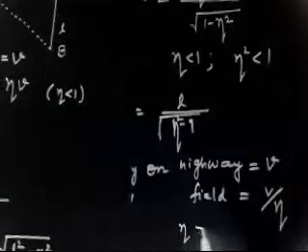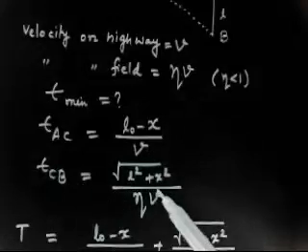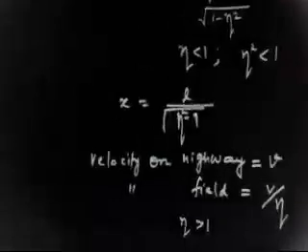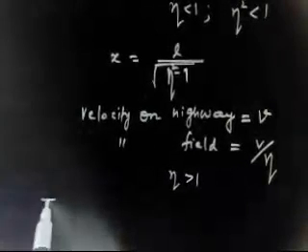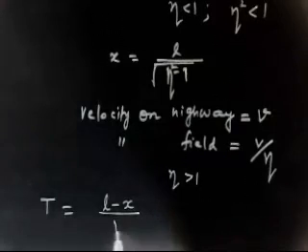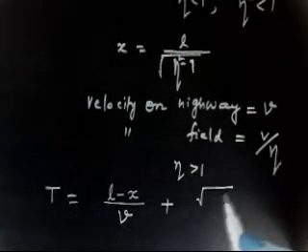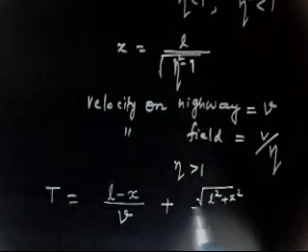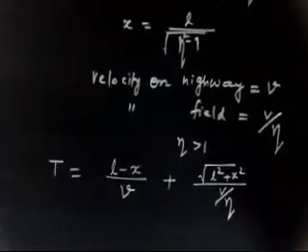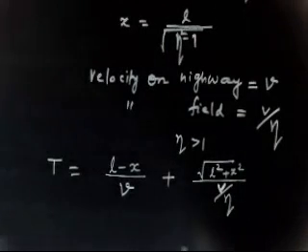In that case, if you follow that notation, eta is greater than 1. So what changes will you have? You will have TAC, that is v, but TCV, that is v by eta. So I can also follow the same thing. The total time will be (L minus x) divided by v, I can solve it so that you can verify you are getting the same answer as in the book, plus the square root of (L square plus x square) divided by v by eta, because in the book they have considered eta greater than 1, so v by eta.